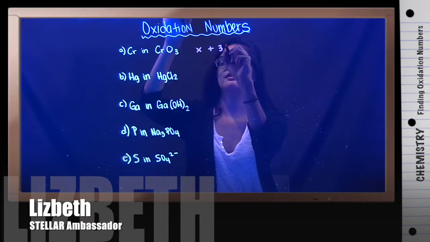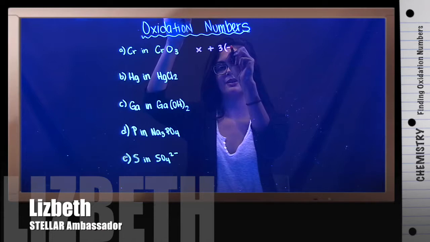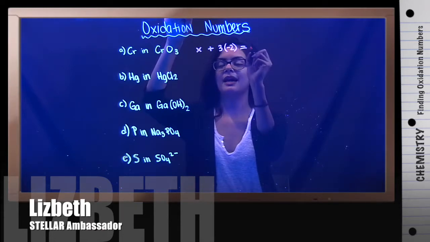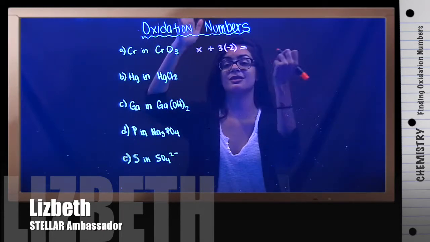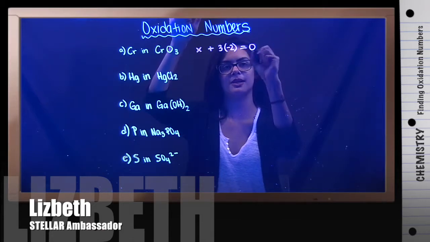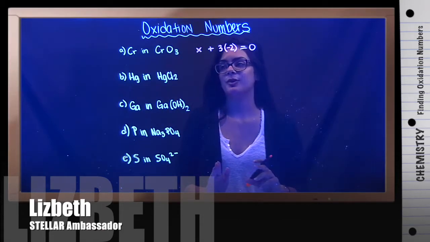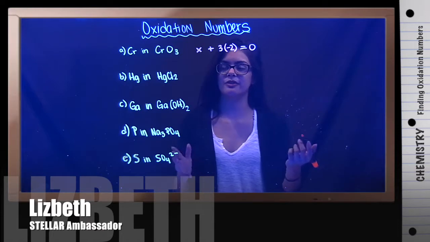going to be 3 times the charge of oxygen, which is -2. And as you can see, there's no charge on here, so it's neutral, meaning this equation is going to be equal to 0. After we have that set up, it's pretty simple. We just solve for x.